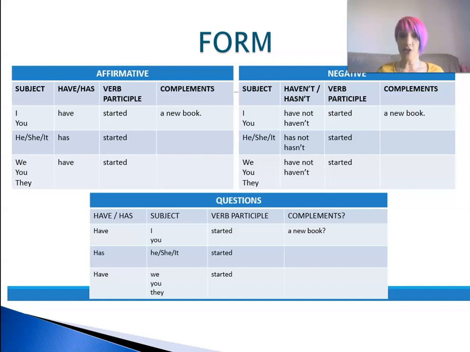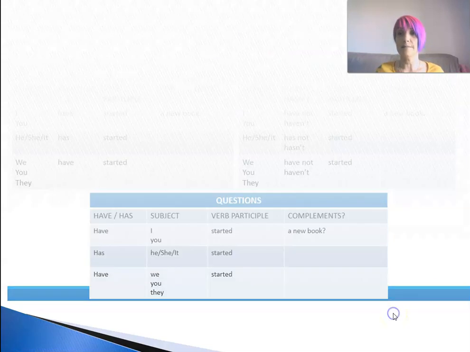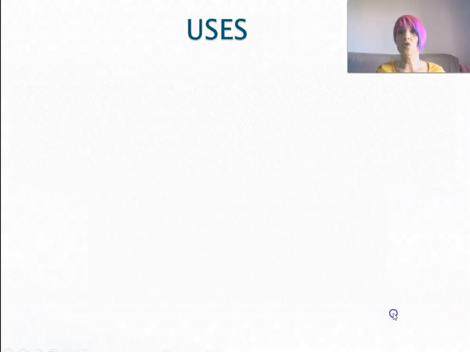And now the questions. We, as usual, start with the auxiliary have or has, then the subject, the verb in participle again, and then any other complement. For example, has she started a new book, right? So, this being said, when do we use it?